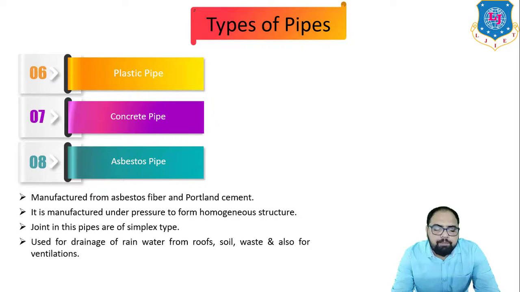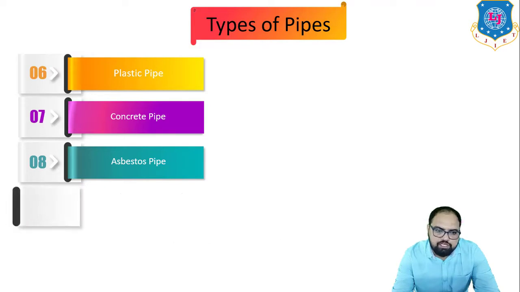The next type of pipe is the asbestos pipe. This type of pipe is manufactured from asbestos fiber and Portland cement. It is manufactured under pressure to form a homogeneous structure. The joints in this pipe are very simple, and it is used for the drainage of rainwater from roofs, soil, waste and also for ventilation.